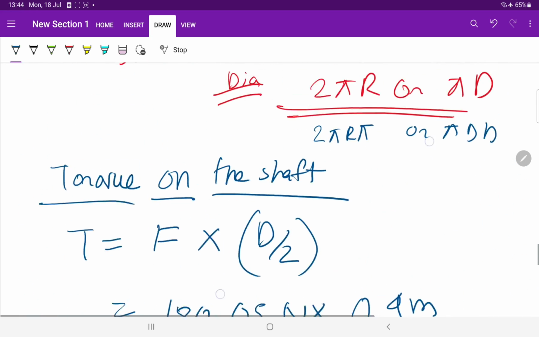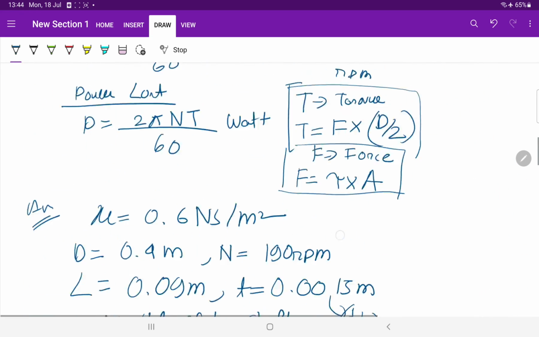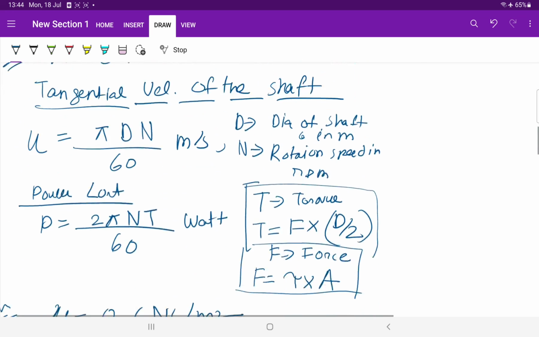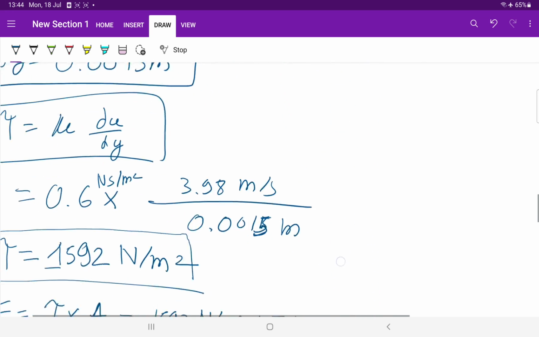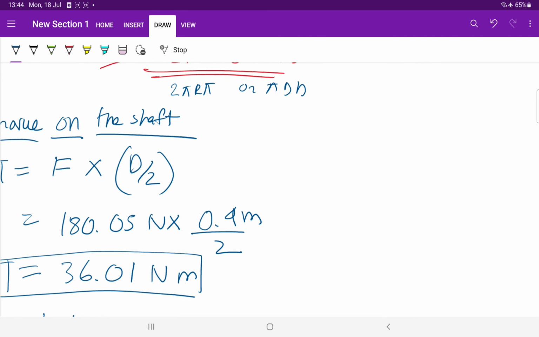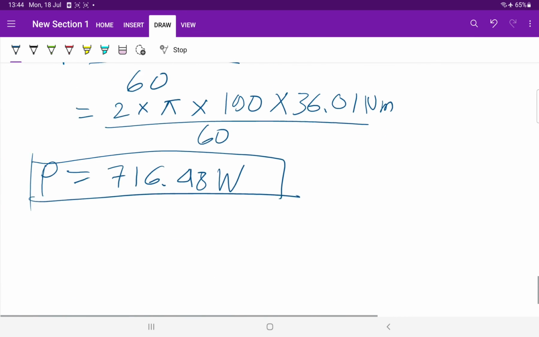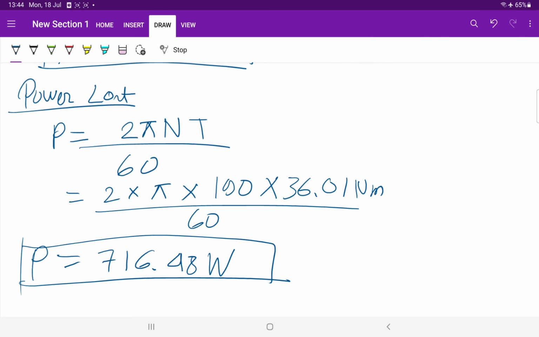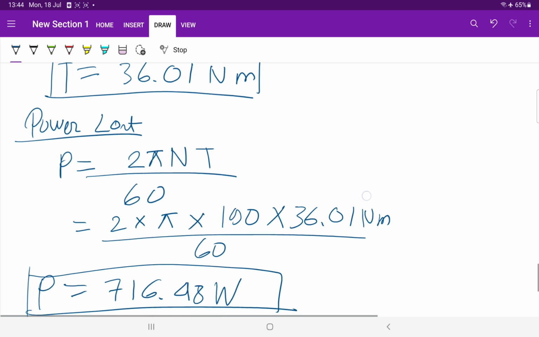So today we'll keep it till here, and going forward, make sure you remember the formulas which have been taught, and in the next lecture we'll move on to surface tension. If you just remember these two formulas, you'll be able to solve a lot of numericals, and also attempt some of the MCQs. So that's all for today.